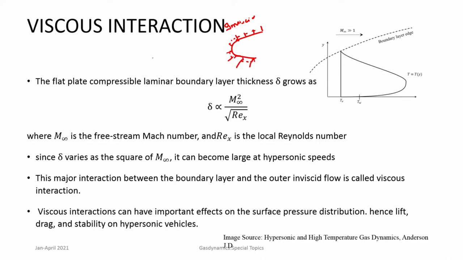But in hypersonic flow, in the same case, the boundary layers become very thick. As a consequence, the inviscid flow outside gets deflected by much larger margins than what is normally found in thin boundary layers. So this affects the inviscid flow, and as a consequence the pressure distribution gets affected. This means that viscous effects on the boundary are affecting the inviscid flow also, and they affect the surface pressure distribution. Hence, calculating lift and drag has to be done very carefully.